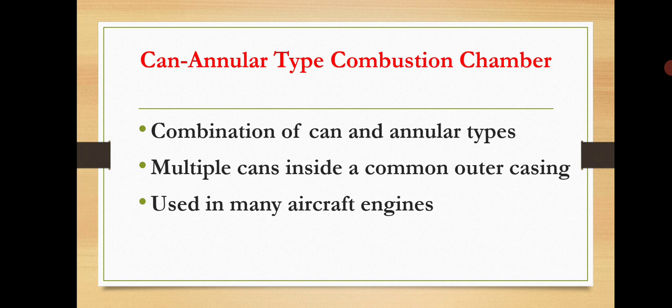Second point, multiple cans inside a common outer casing. Several cylindrical cans are placed around the engine core. All cans are enclosed within one outer shell. Air is distributed to each can for combustion. This improves balance and performance.